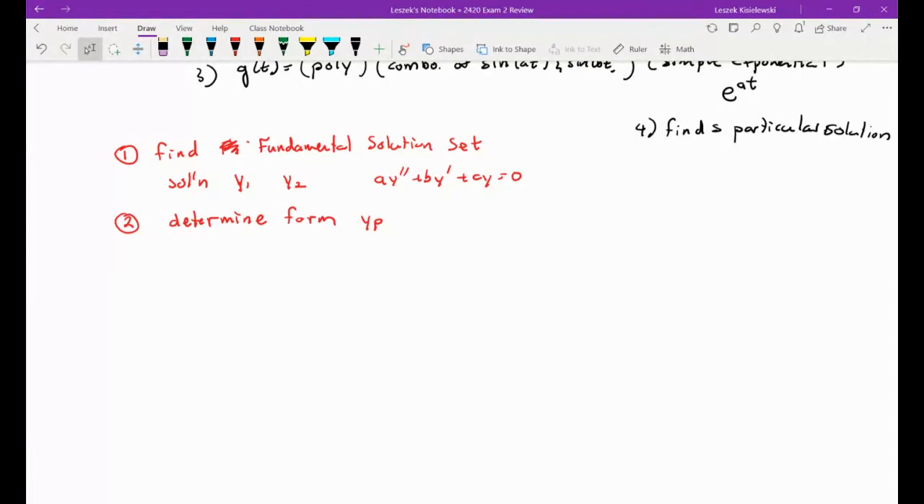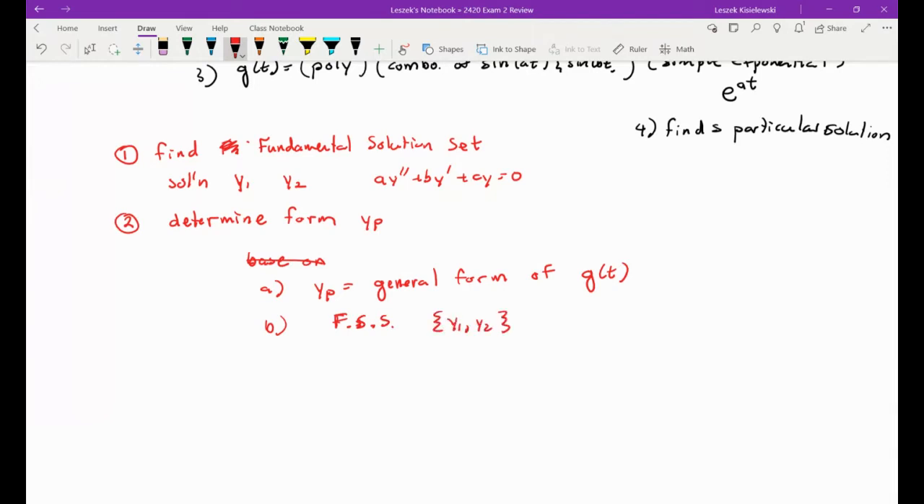So it's going to be based on, well, number one, we're going to assume that the particular solution takes on the general form of the right-hand side, or a generic form. I'm not sure how to say that. But it's also based on the fundamental solution set, y1 and y2, right? You can also restate that as the nature of the roots of the characteristic polynomial, same thing. Okay.